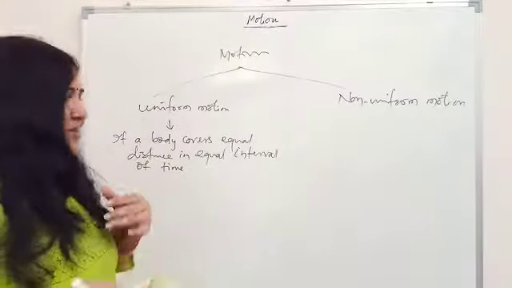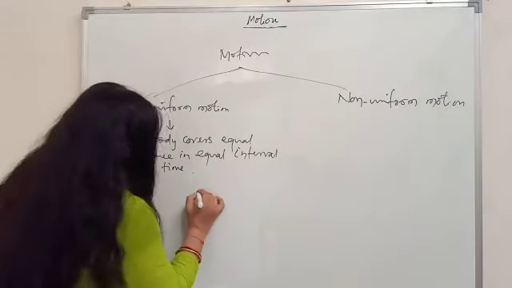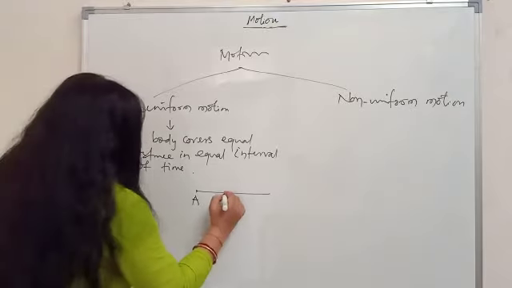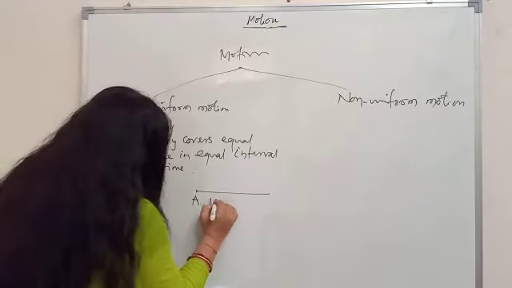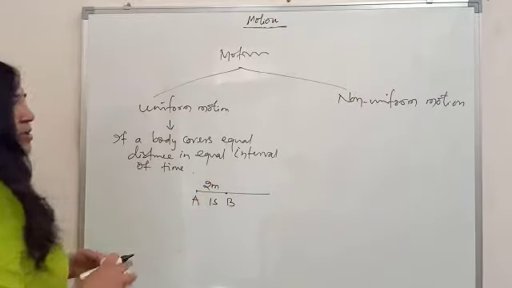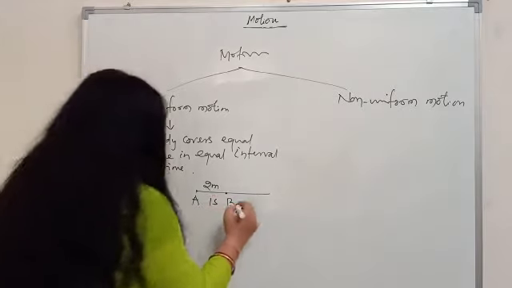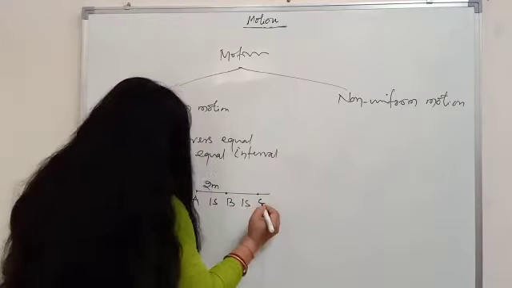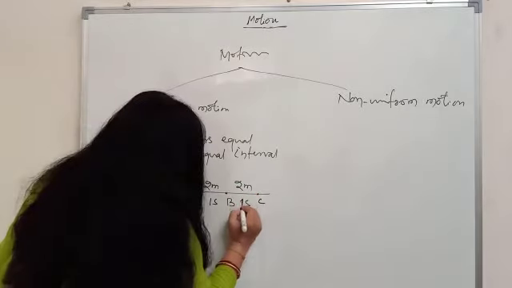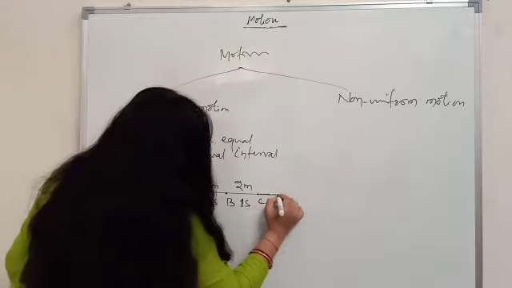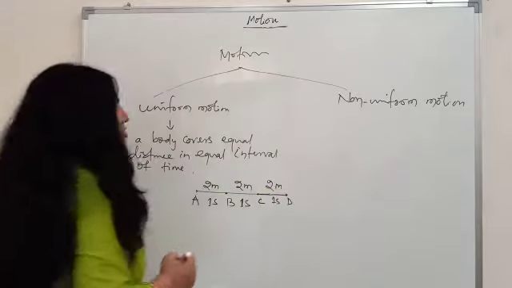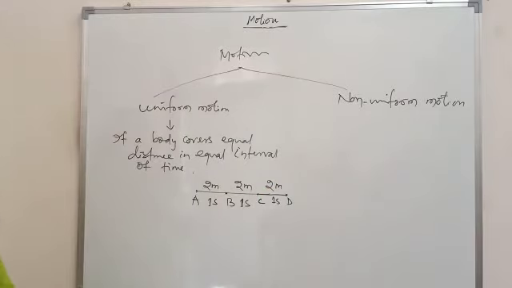Have you understood or not? Let's take an example. Suppose a body starts from the point A. Suppose in 1 second it has gone to the point B, and the distance it has covered is 2 meters. Then in the next 1 second it has gone to the point C, and again the distance covered is 2 meters. Similarly, in the next 1 second it has gone to the point D, and still the distance covered is 2 meters.